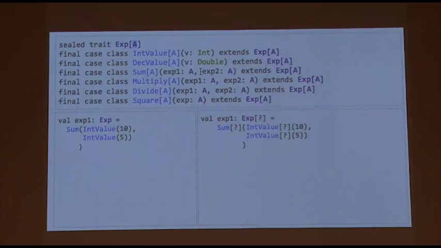And let me show you how. So let's go from the leaves. Leaves are pretty cool, because check this out. Int value is parameterized by a, right? But it doesn't really use a. You can have int value of string, of user, of unit, of whatever. It doesn't really matter because nobody is using a here. Here just int value holds int, and decimal value just holds double.